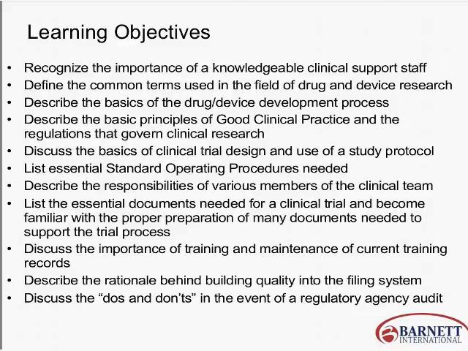We're going to then look at the rationale behind building quality into our filing system. That, again, is our Trial Master File, our site files. A regulatory inspector will not go looking and looking and looking to find things. They need to be where they need to be, or else they'll be cited for not having them. And lastly, we'll talk about the do's and don'ts just in the event that you do have a regulatory agency audit or inspection.